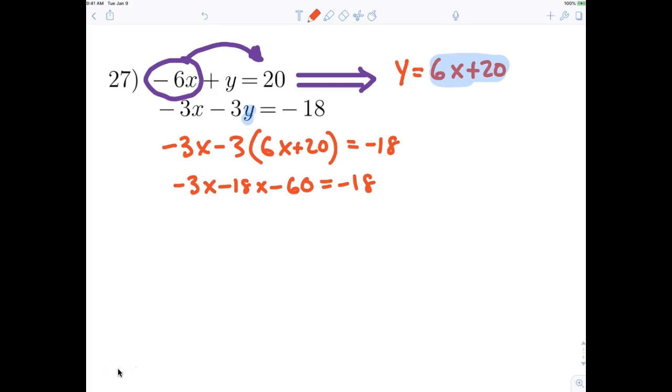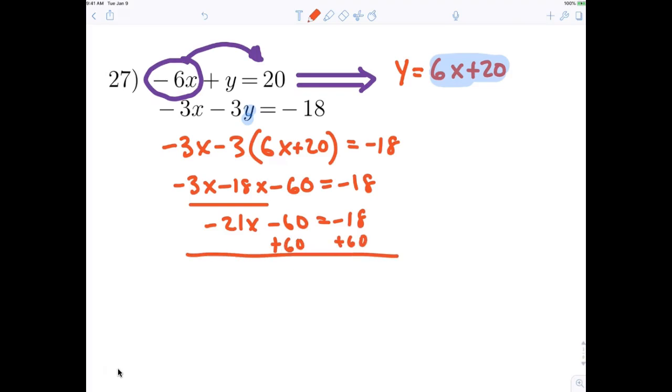And now that I have that, I'm going to combine like terms. These two are going to combine. So we have negative 21x minus 60 equals negative 18. Now I'm going to add 60 to both sides. So I'm going to have negative 21x is equal to 42. So x is equal to negative 2.